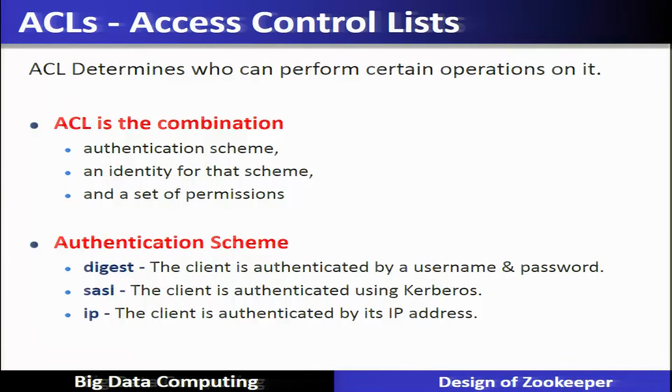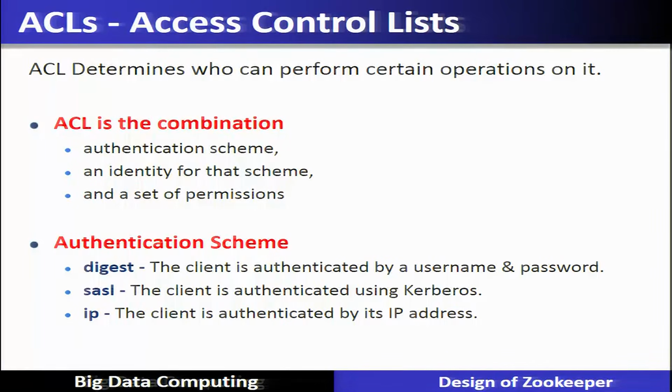So, the access control list determines who can perform certain operations on a Znode. An access control list is a combination of an authentication scheme, an identity for that scheme, and a set of permissions. The authentication scheme digest means the client is authenticated by username and password, which generates a digest.